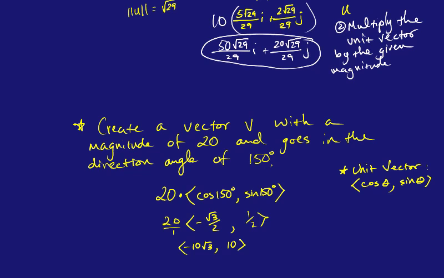And those are two ways you can create vectors. There are other ways too, but those are two pretty basic ways that you can do it.